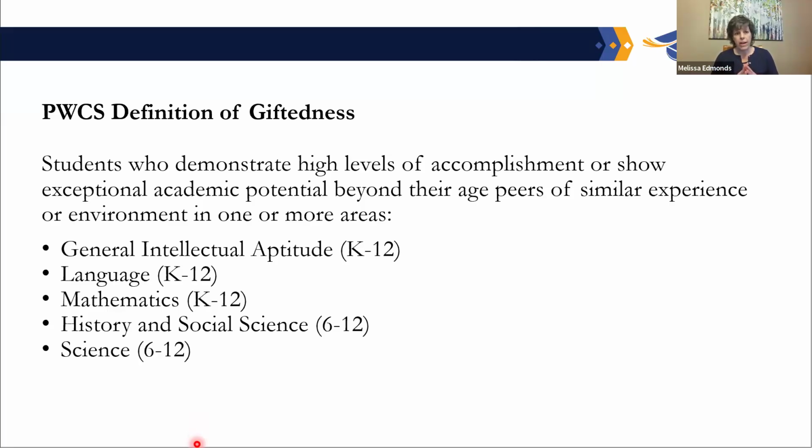Finally, we see the 5 areas in which students can be identified for giftedness. First, we have general intellectual aptitude. That means students who have very strong thinking skills in a variety of areas, but for whom they may not be specific skills in language or in math or in history and social studies or in science. We also can identify students who have subject-specific gifts that includes language from kindergarten through 12th grade, math also from kindergarten to 12th grade. And once students get into middle school, we can also identify them for specific academic strengths in history and social science and in science.